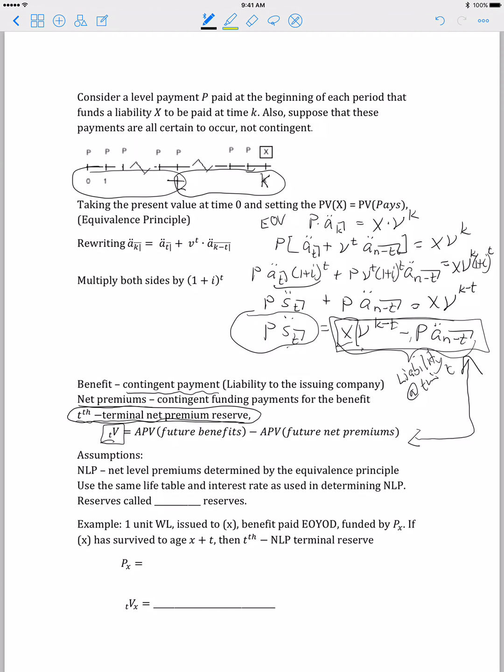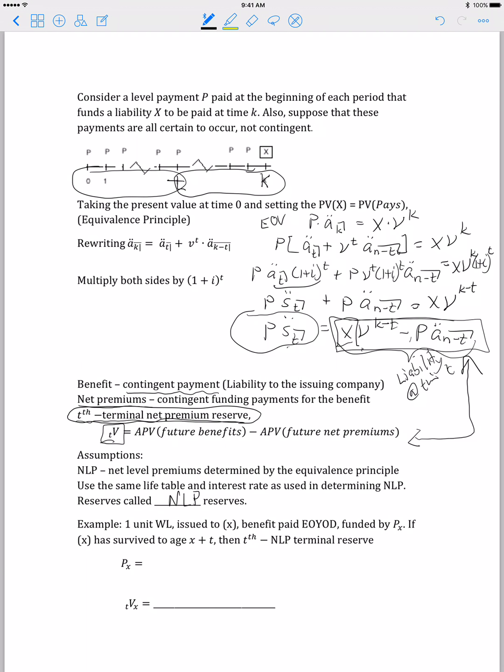The net level premium, denoted NLP, is determined by the equivalence principle. We're going to see that over and over again. We've already seen that in the funding chapter in the book, but we're going to do it many times throughout this chapter. We're going to use the same life table and interest rate in calculating the terminal reserve that we used when we determined the net level premium. So if these assumptions hold, then the reserves are called the net level premium reserves, or NLP reserves.